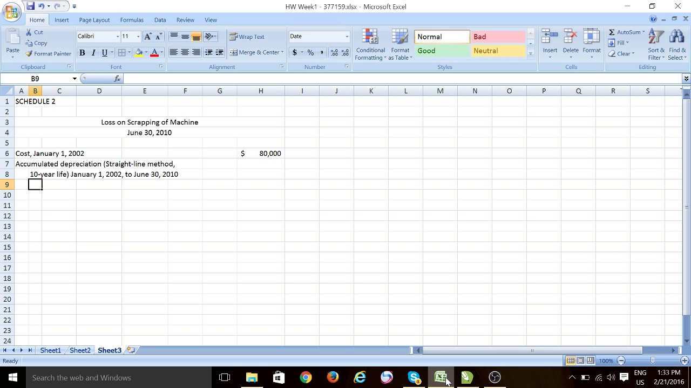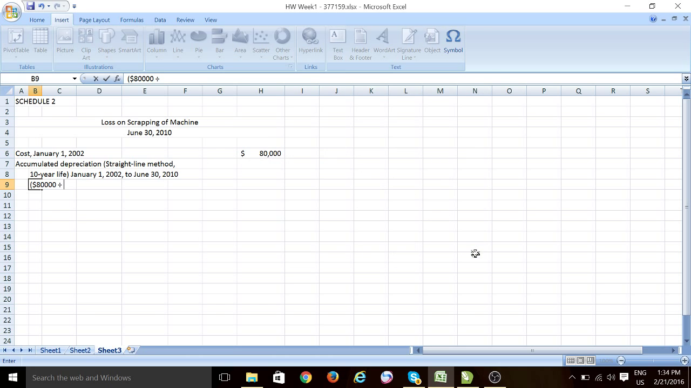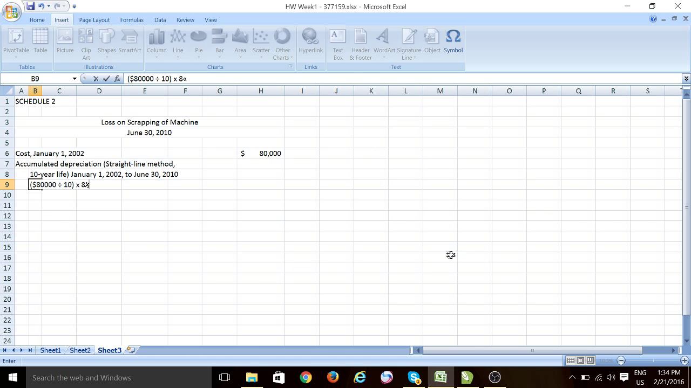So to find the accumulated depreciation, what we need to do is to divide the $80,000, the cost when you acquire them, by the useful life, which is 10 years here, and then times the amount of time since you have acquired them, which is 8.5 years, because from January 1st, 2002 to June 30, 2010 is 8.5 years. So we calculate that.